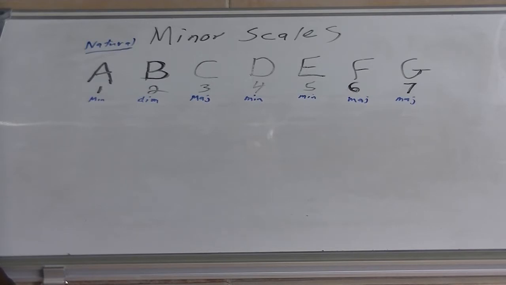So I have the natural minor scale here, and I have the notes of the scale numbered. I've also indicated in the blue writing whether the scale tone chords associated with the notes of the scale are major, minor, or diminished. Now I don't want to spend a whole lot of time explaining where these scale tone chords come from, but I'll just say that a chord can be built on each note of the scale, and there's a simple method for getting the notes of the chords.